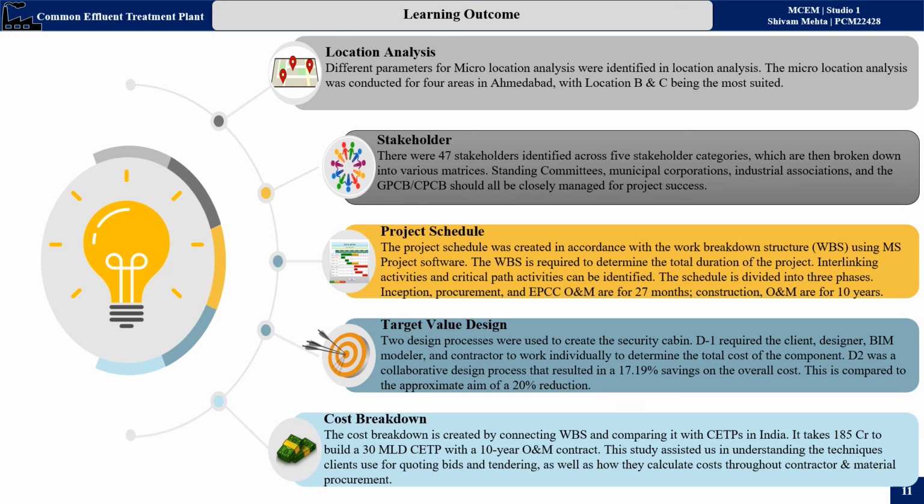Now for cost breakdown, the cost breakdown is created by comparing the WBS and comparing other CETPs in India. For constructing a 30 MLD CETP, 185 crore will be needed for construction and O&M of 10 years. This study assists us in understanding the techniques clients use for quoting bids and tendering, as well as how to calculate cost through contractor and material procurement.